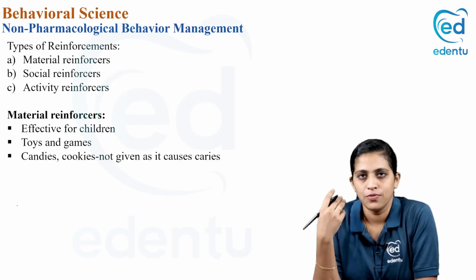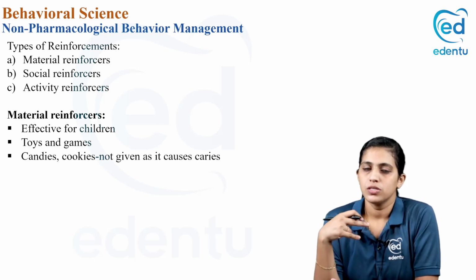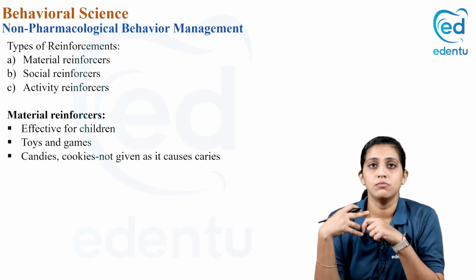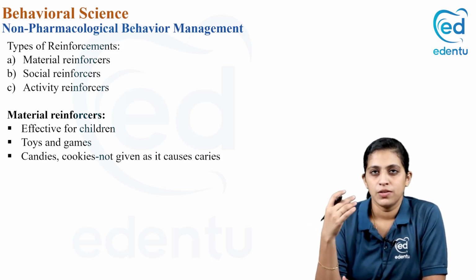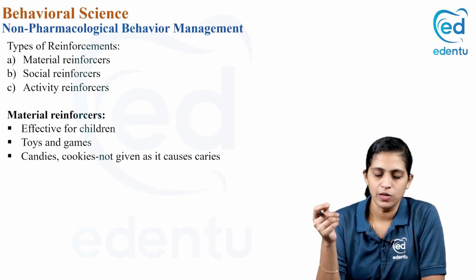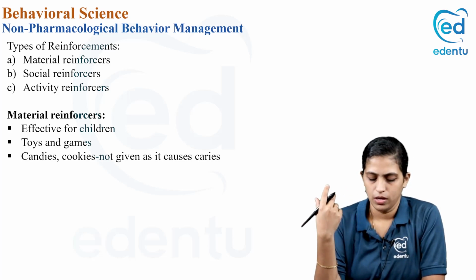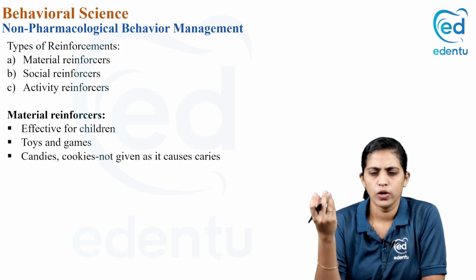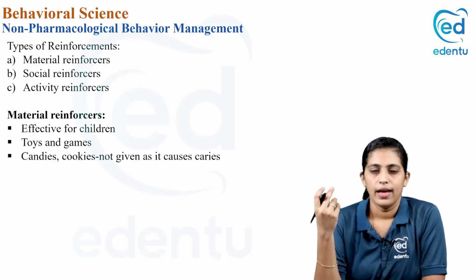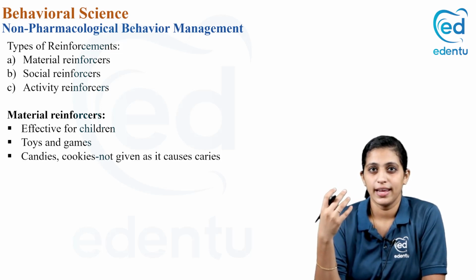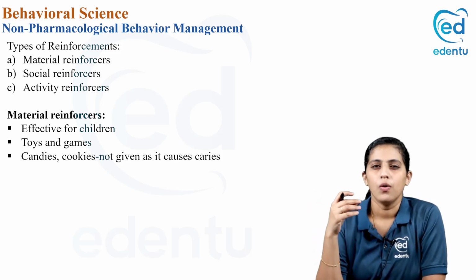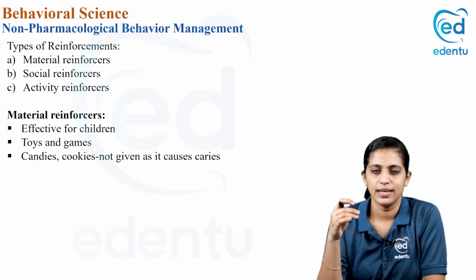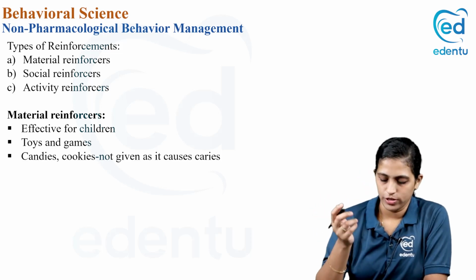Now there are three types of reinforcers that we usually use. First is the social reinforcer, next the material reinforcer, and third the activity reinforcer. So first is material reinforcers. This is very effective in children. We can give them gifts, small toys, stickers, etc. By getting these, the children feel very rewarded and they will want to come back to the dentist. However, giving candies and cookies is discouraged because these can cause caries in children.